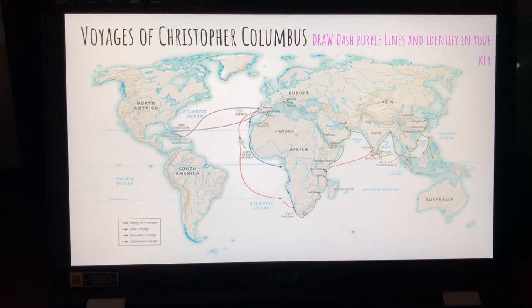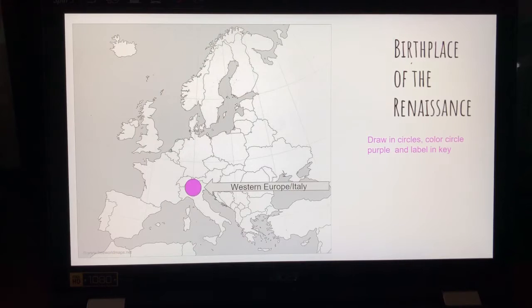And the last thing we'll do is we're going to draw in dashed purple lines and identify in our key the voyages of Christopher Columbus. His are a little bit different because he does sail west versus east, like our other explorers.